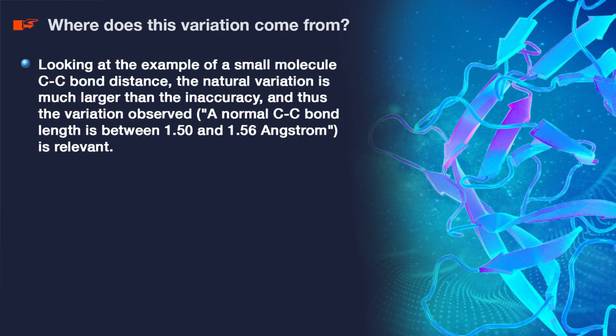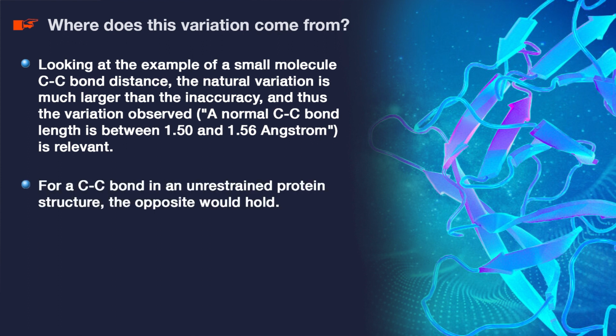Looking at the example of a small molecule, that is the CC bond distance, the natural variation is much larger than the inaccuracy, and thus the variation observed, a normal CC bond length between 1.5 and 1.56 angstrom, is relevant. So, this is all about the bond length and bond angle calculation.